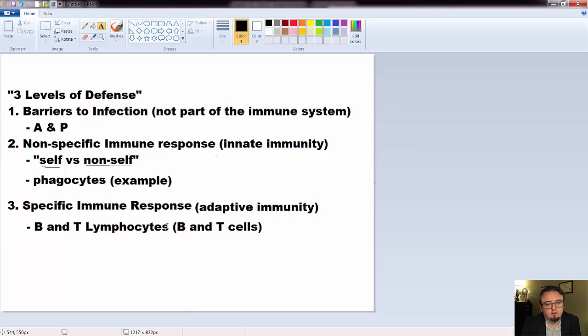And the way that these work is that you have billions, literally billions upon billions of specific types of B and T cells, and each one will respond to a particular what's called antigen. So in this particular case, rather than responding on a self versus non-self basis, where everything's either part of the body or it's foreign, each cell will recognize one particular type of foreign particle or foreign microbe. And the term is called an antigen.